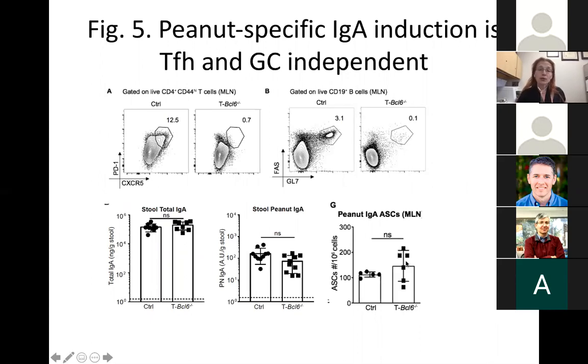We looked at this both using our ELISA and by taking antibody secreting cells out of the gut or the mesenteric lymph nodes and re-stimulating them with peanut to see how many antibody secreting cells we could get. And again, there was really no difference. So this argued for a TFH and potentially germinal center independent mechanism for IgA induction.